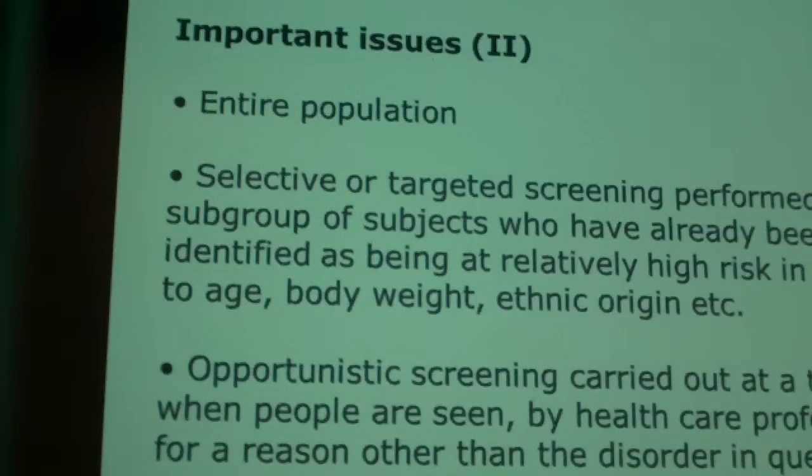Another important thing is that it should screen either the entire population or a selected population. Selective or targeted screening is performed in a subgroup of subjects who have already been identified as being at relatively high risk in relation, for example, to age, body weight, and ethnic origin. And then you have opportunistic screening, which can be carried out at a time when people are seen by healthcare professionals for a reason other than the disorder in question. And you will see this at the MD.